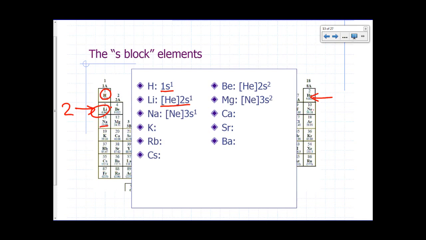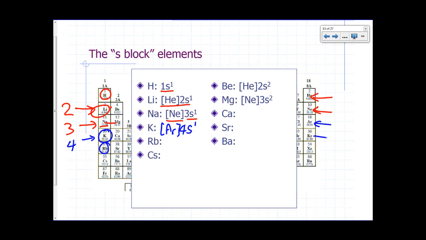Sodium comes after neon. So after the neon core, you fill in your 3s orbital. This is the third row. The outermost shell has a 3s orbital with 1 electron. So what do you think potassium is going to be? Potassium comes after argon, so it's going to have an argon core. Potassium is in the fourth row. After the argon core, the next subshell to be filled is the 4s. So argon core 4s1.